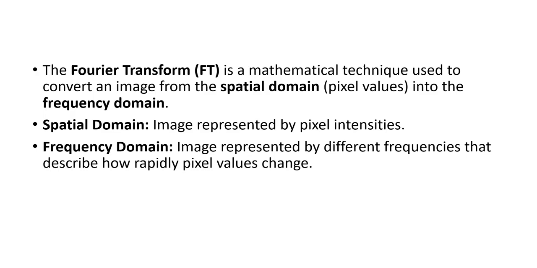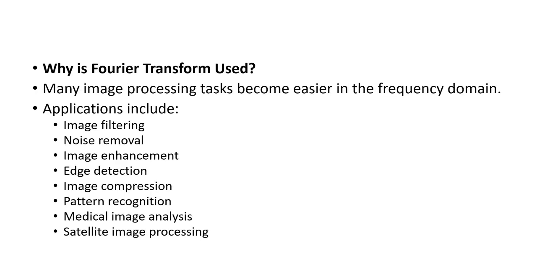Now, frequencies as in how fast these pixel values are changing. Let's say if I have 0, 255, then 0, then 255, then 0, then it's a high frequency image. But if I have 25, 27, 29, 25, 27, 23, 24, then this is a low frequency image. So now why is Fourier transform being used?